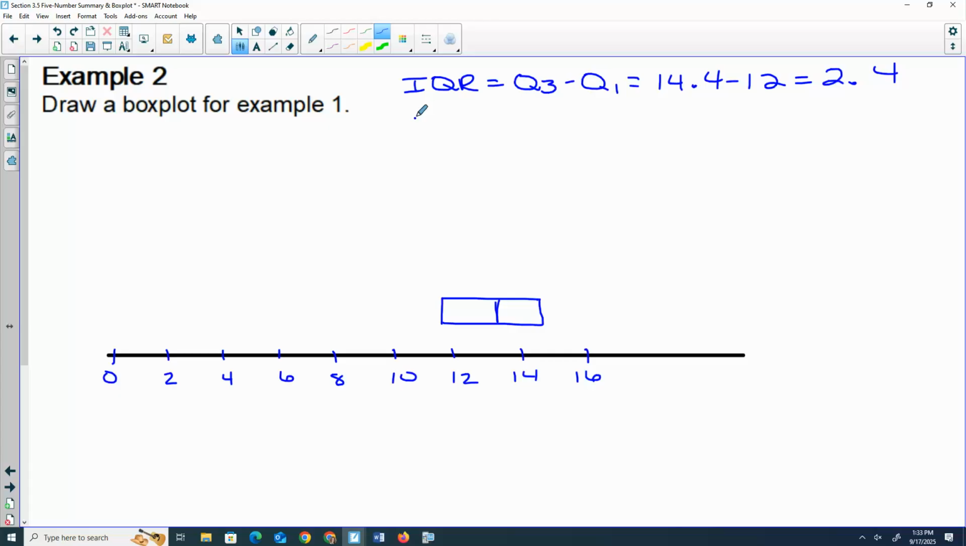So, lower fence, remember, is Q1, which is 12, minus 1.5 times the IQR, which was 2.4. That gives me 8.4. Upper fence is quartile 3 plus 1.5 times the IQR.